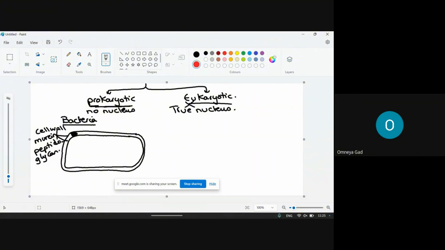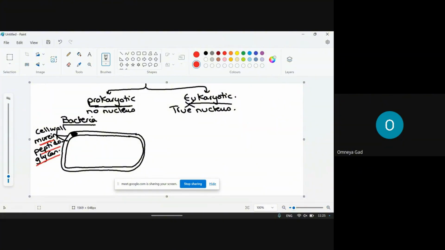You can write murein or peptidoglycan. Peptidoglycan comes from the word peptide, which is protein. Glycan comes from glycogen, which is carbohydrate. I mean that the cell wall is made from a mixture of protein and carbohydrate. It gives it the name of murein. Fine. So this goes for murein or peptidoglycan, the cell wall.